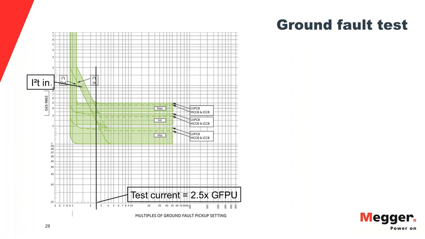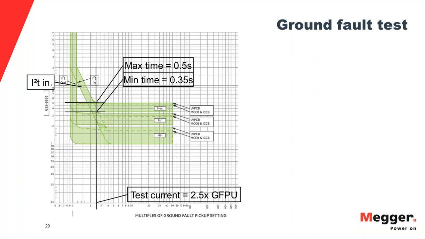Just as we said in the previous slide, we are going to use a test current of 2.5 times the pickup value. So we're going to draw a line which intersects the horizontal axis at 2.5 times the pickup. The two points on the I square T in band at which the vertical line intersects the band are the trip limits. In this case, the maximum time is 0.5 seconds and the minimum time is 0.35 seconds. You can see that the band is pretty narrow.